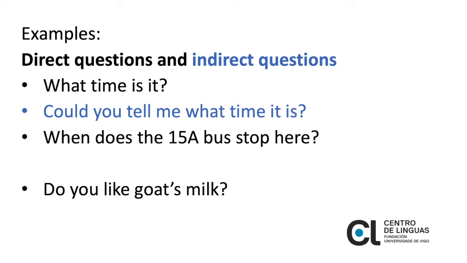What time is it can be, could you tell me what time it is? Now notice that we're no longer inverting the subject and the verb in the last part of the sentence. Okay, we don't say what time is it, we say what time it is at the end of the sentence, okay? The inversion happens at the beginning of the sentence, okay? Could you? Okay, you could you? Could you tell me what time it is? Okay, inversion doesn't happen here.